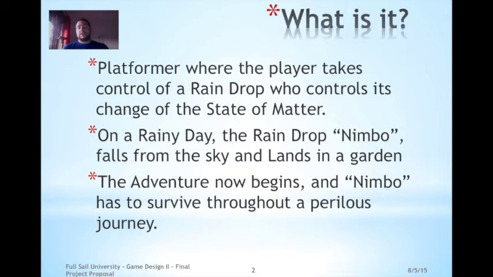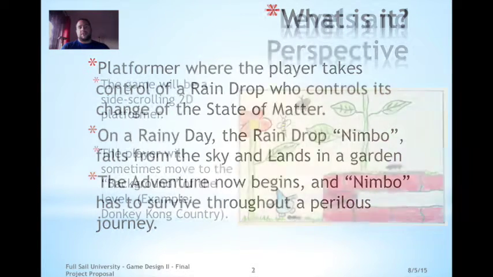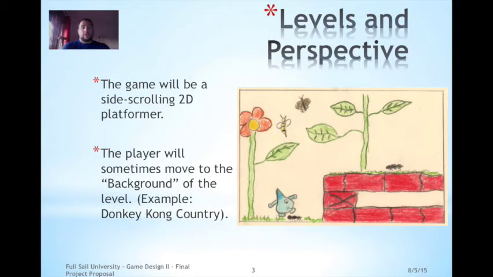Rainy Journey is a 2D side-scrolling platform game where you take control of a raindrop that has to reach the Eden of Rain, where his fellow raindrops are waiting for him. The perspective is a basic 2D scrolling game with two layers, background and foreground, a bit like Donkey Kong Country, where the player can either play in the front of the game or the back of the game.